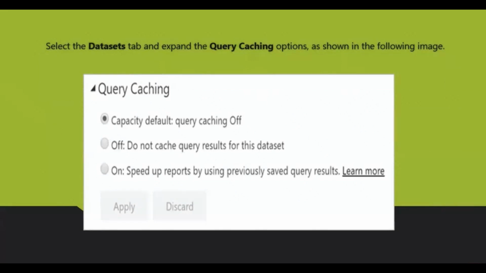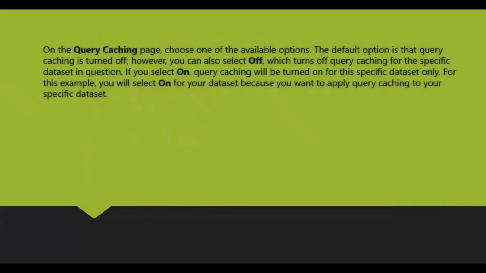The second option, if you want to make it permanently off, you can click on off, so do not use cache query result for this data set. But we want to turn it on. So we'll click on the on button, speed up the reports by using previously saved query results. Great. So just go and turn it on and start using this option.